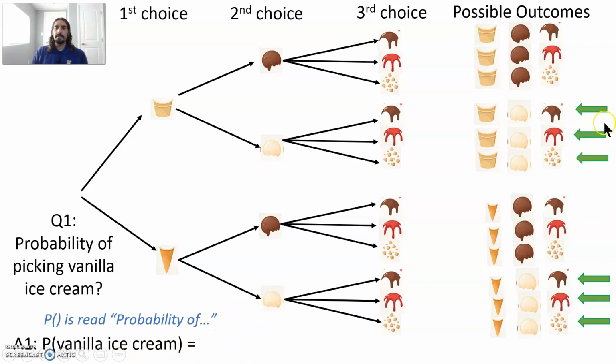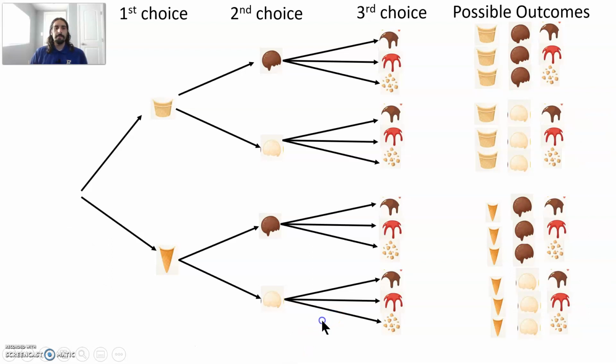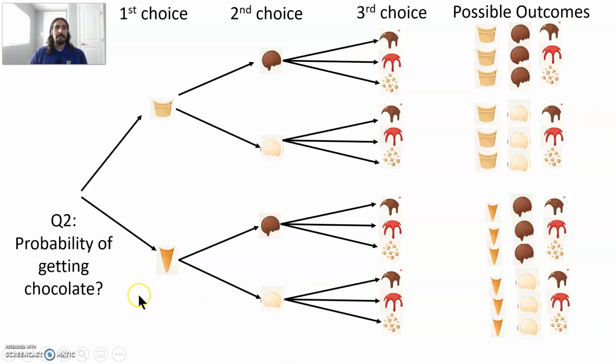So what is my probability? I have 6 vanilla ice creams out of 12 total. So 6 out of 12 or 0.500. If you wrote it as 0.5, totally okay. So let's go on to the second question. I encourage you at any point to pause these and try them on your own.